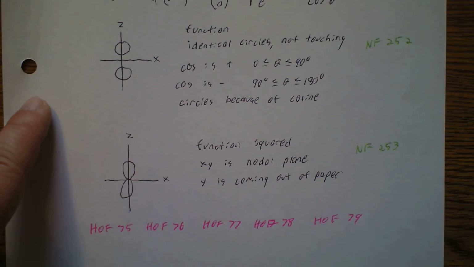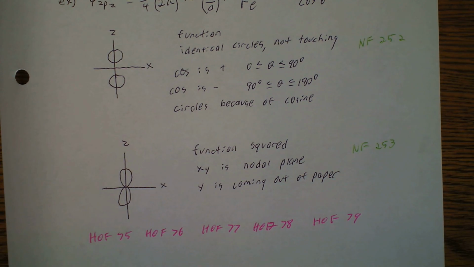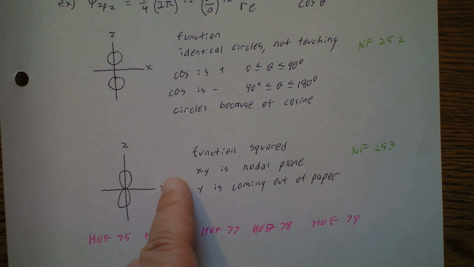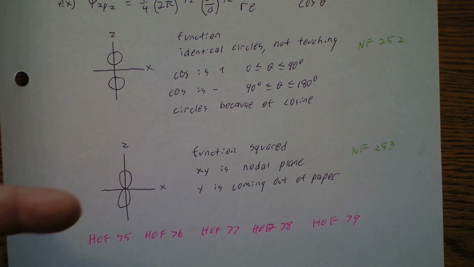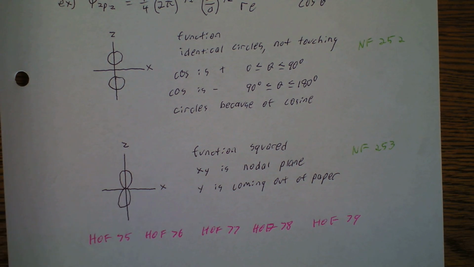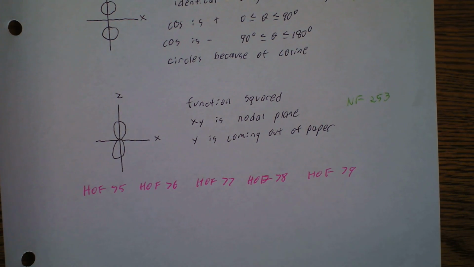Now if you take that function squared, then we have still z versus x, but we're on the xy nodal plane here. This is the xy nodal plane. So y is coming out of the paper, obviously. So as you can see, it's the more familiar dumbbell shaped. So see handout figure 75 to 79. And that's it for section 3.